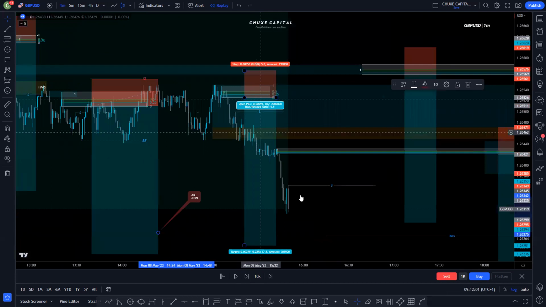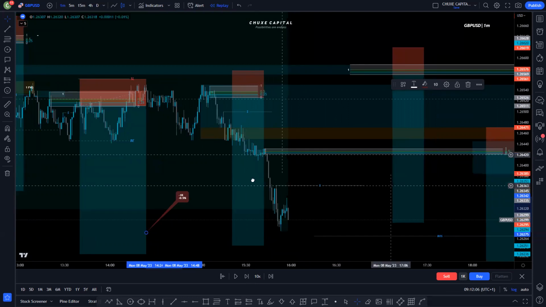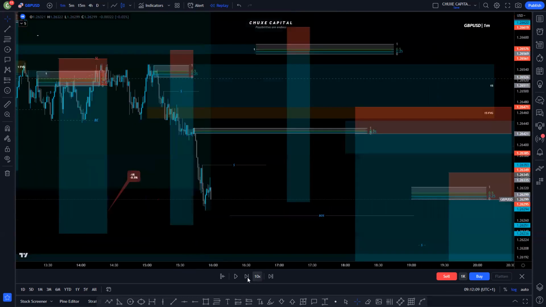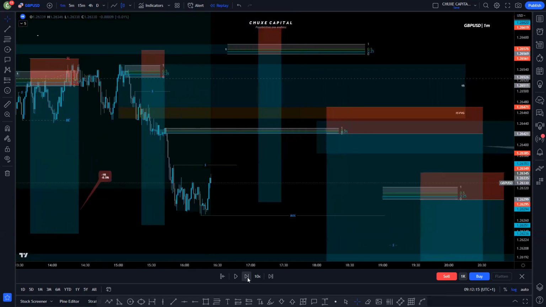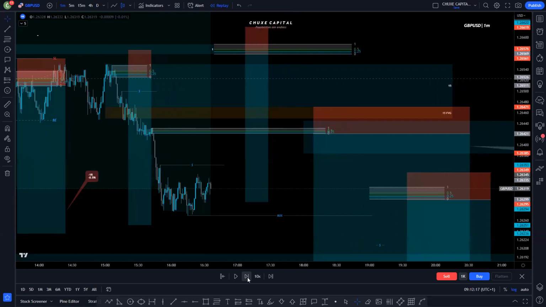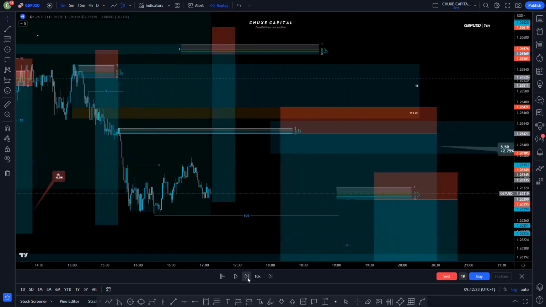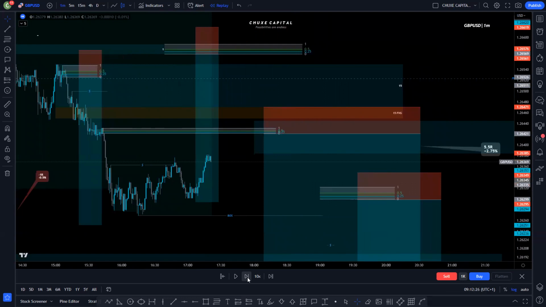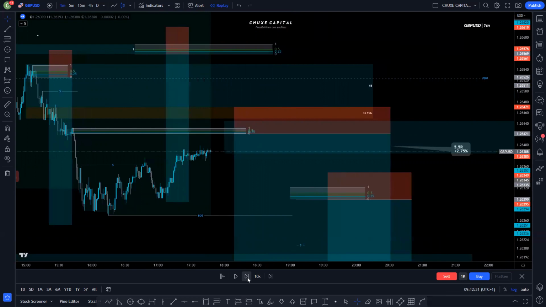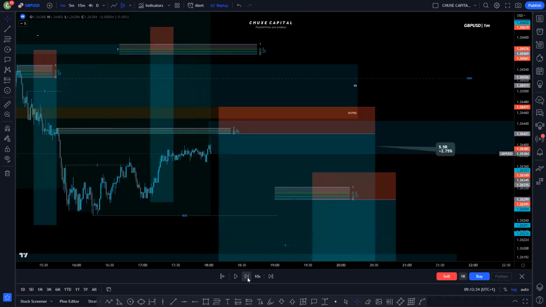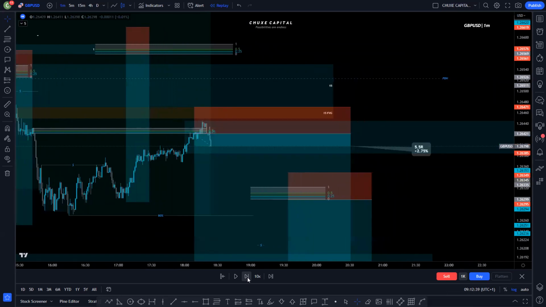Now here, when I saw this new inducement, I then set this entry. And this was, I think, the entry that then tagged me in eventually. Yes, so that was the one that tagged me. So price just came, tagged me in there, and just went.